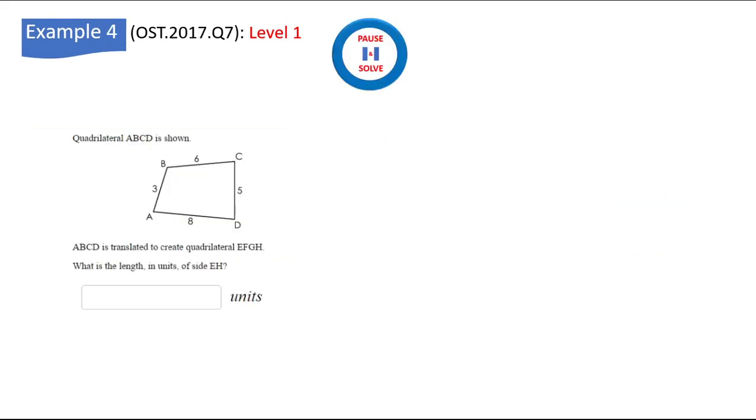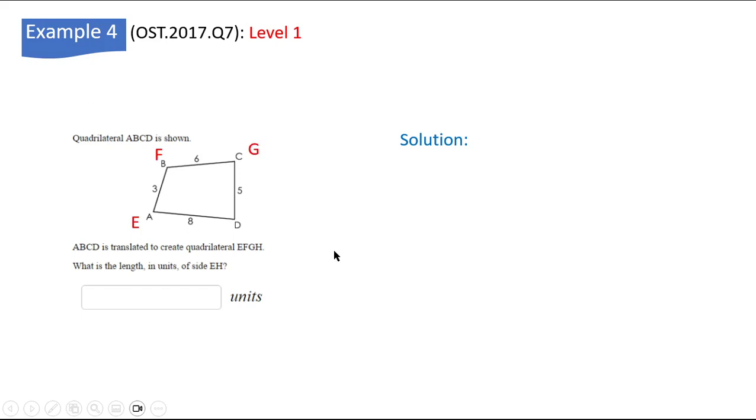Example 4. Quadrilateral ABCD is shown. ABCD is translated to create another quadrilateral EFGH. What is the length in units of side EH? The easiest thing to do with questions like this is to put EFGH around. Now, what is the length in units of EH? Very straightforward. The answer is 8.